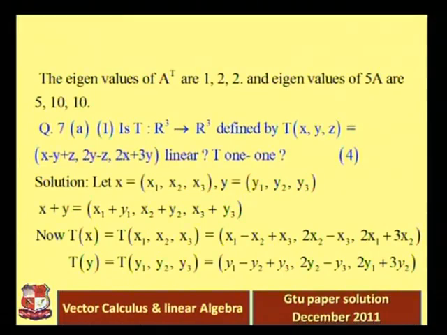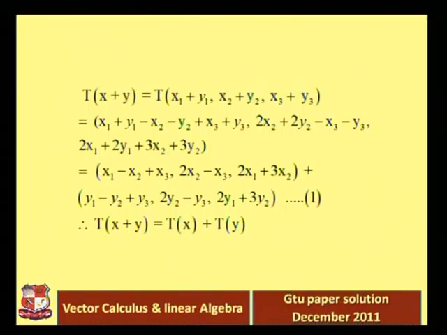So here is the solution. Let x is equal to x1, x2, x3, and y is equal to y1, y2, y3. So x plus y is equal to x1 plus y1, x2 plus y2, x3 plus y3. So T of x is equal to x1 minus x2 plus x3, 2x2 minus x3, 2x1 plus 3x2. T of y is equal to y1 minus y2 plus y3, 2y2 minus y3, 2y1 plus 3y2. So let's find T of x plus y.